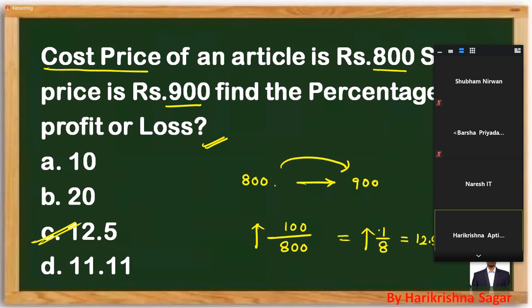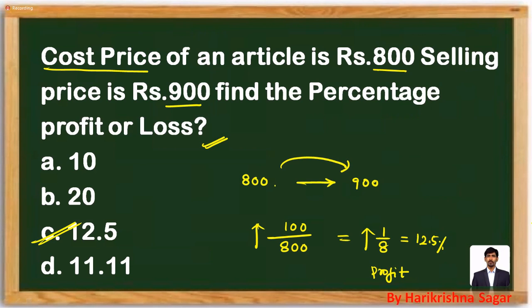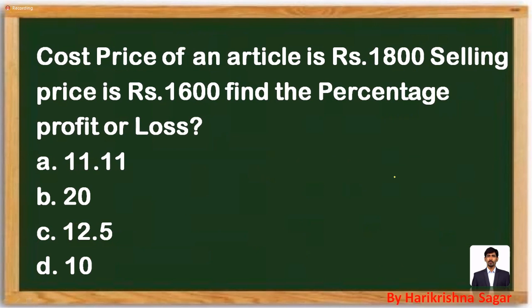This up arrow indicates profit and down arrow indicates loss. So in this case, the person is in profit of 12.5%. Like that, you can see the data. Let's look at the next question which is available on the screen. And we have done with these questions.